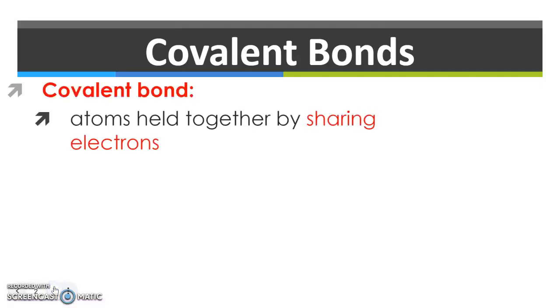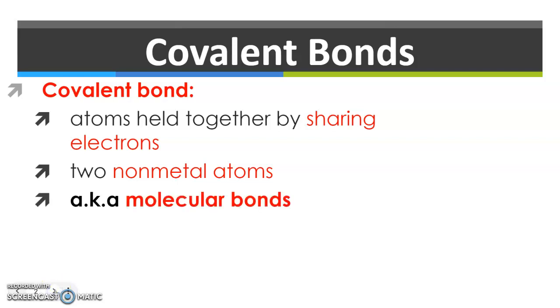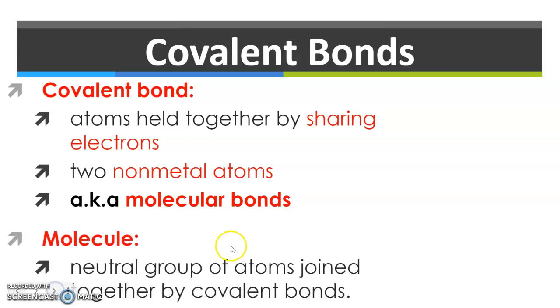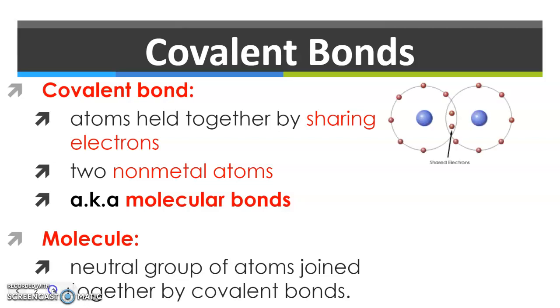So just a reminder, covalent bonds are when atoms are held together by sharing electrons, and this occurs between two non-metal atoms. So you can tell whether or not a compound will have covalent bonds if it is between non-metal atoms. And of course, we know that our non-metals are on the right-hand side of the periodic table. These are also known as molecular bonds. That's what we've been looking at in this unit. And then a molecule is just a neutral group of atoms joined together by covalent bonds. Again, this is not new information. It's just some additional vocab and a refresher for us.